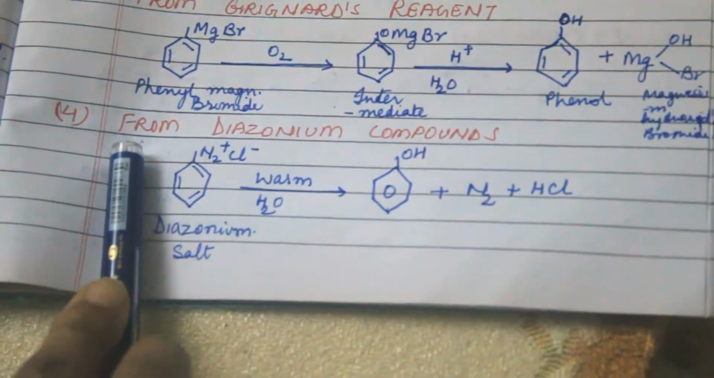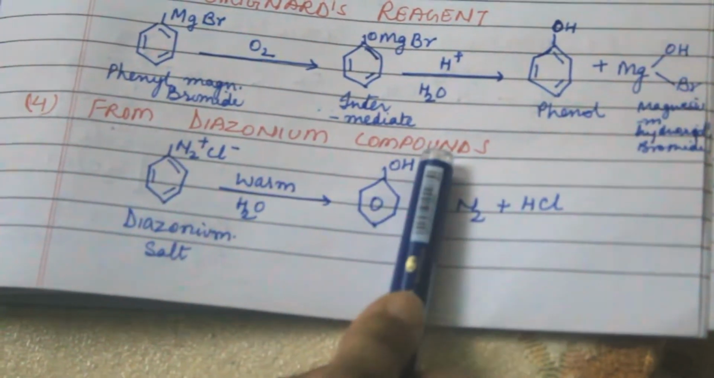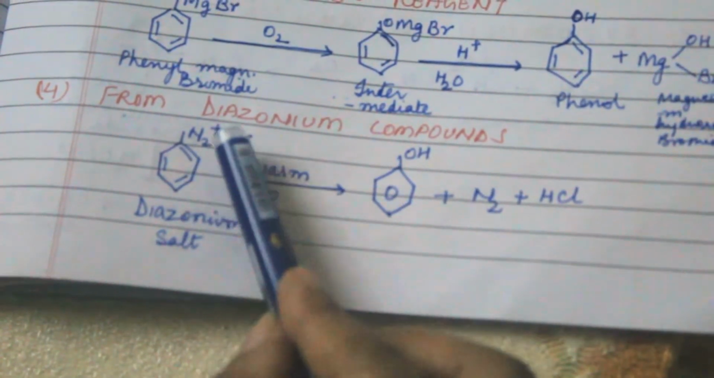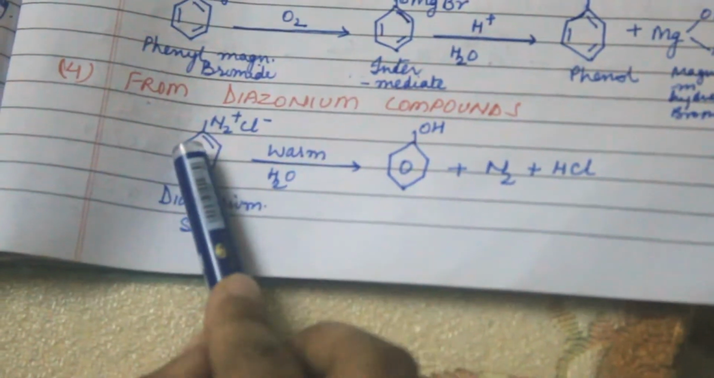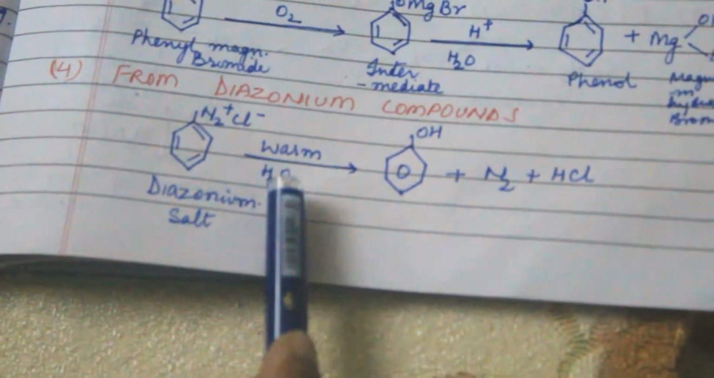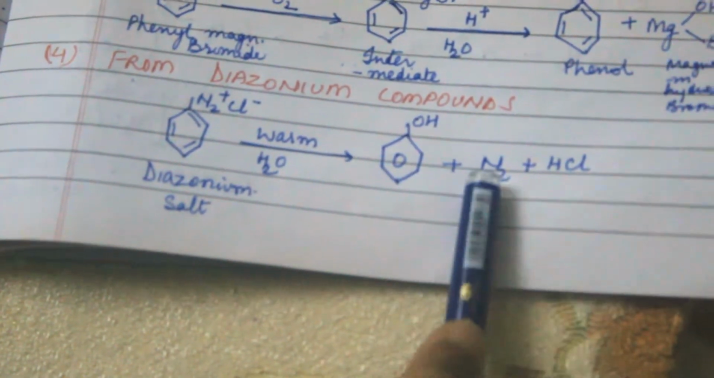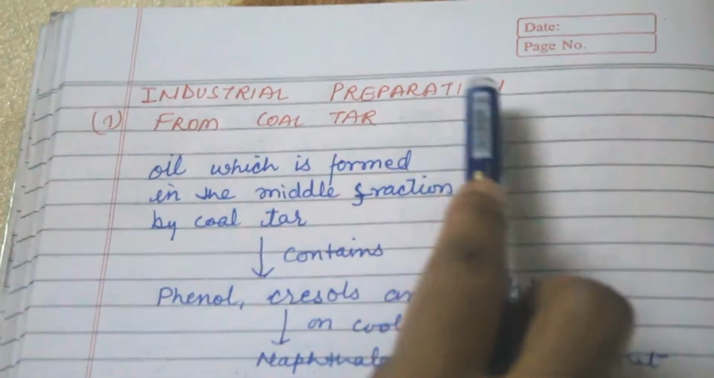Now the next preparation is from diazonium compound. Have you studied it earlier? This is the diazonium compound, and when this diazonium compound is warmed with water, it forms phenol, N2 and HCl.